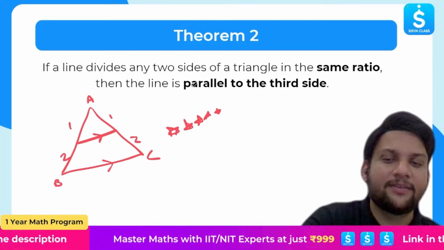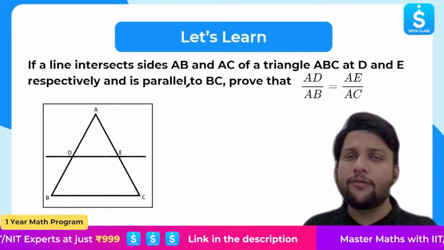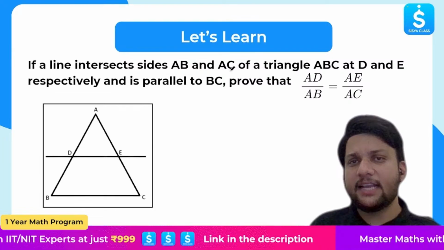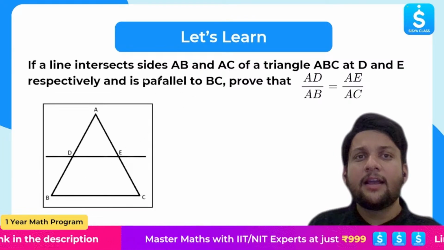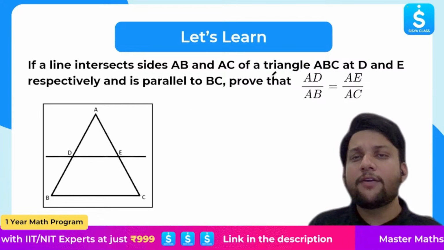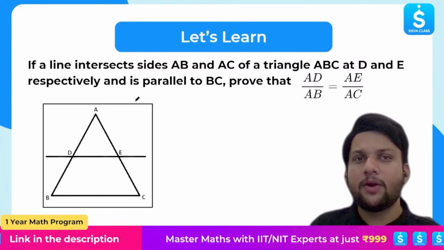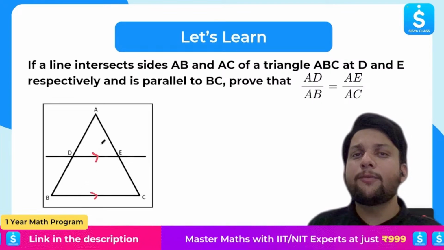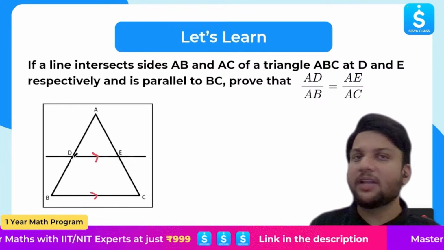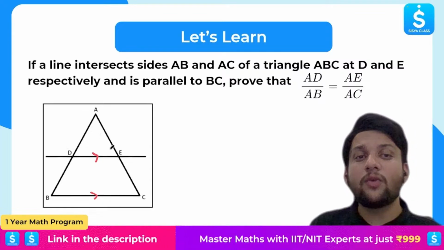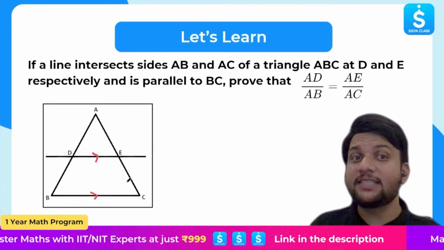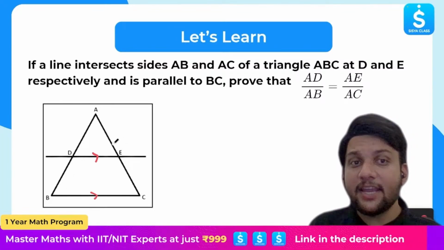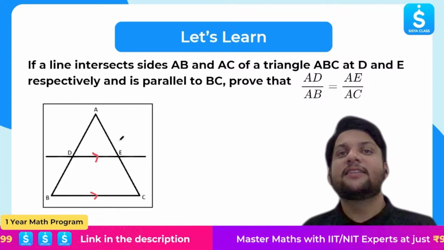All right. Okay, great. So I'll do one example and you will understand how I'm going to apply this. What is given? If a line intersects sides AB and AC, if you have a triangle ABC, a line intersects triangle ABC at D and E. So these are points D and E, and it is parallel to BC. That means DE is given parallel to BC. We have to prove that AD over AB, not BD, AD over AB is equal to AE over AC, not EC. That is why it is very important.